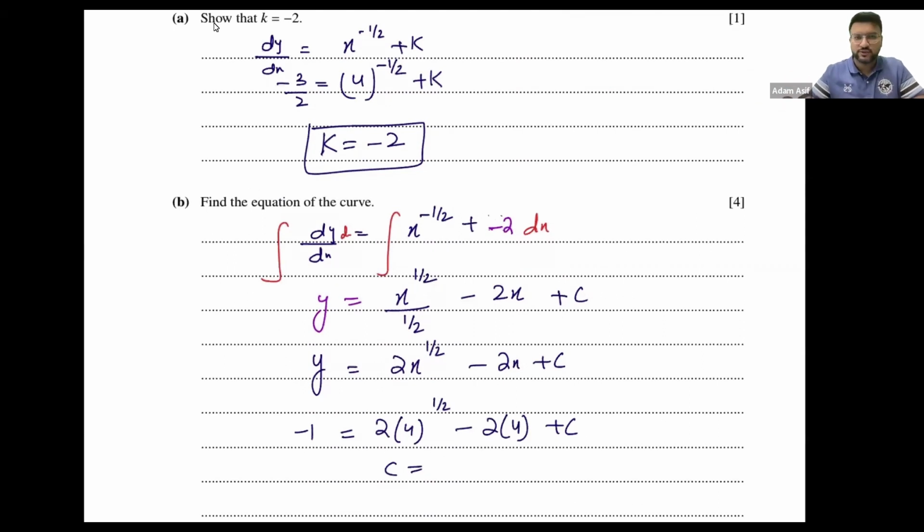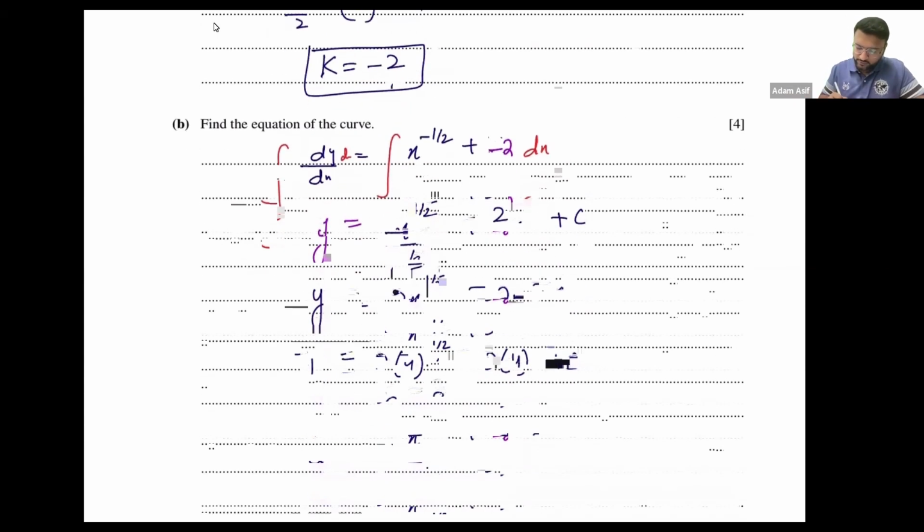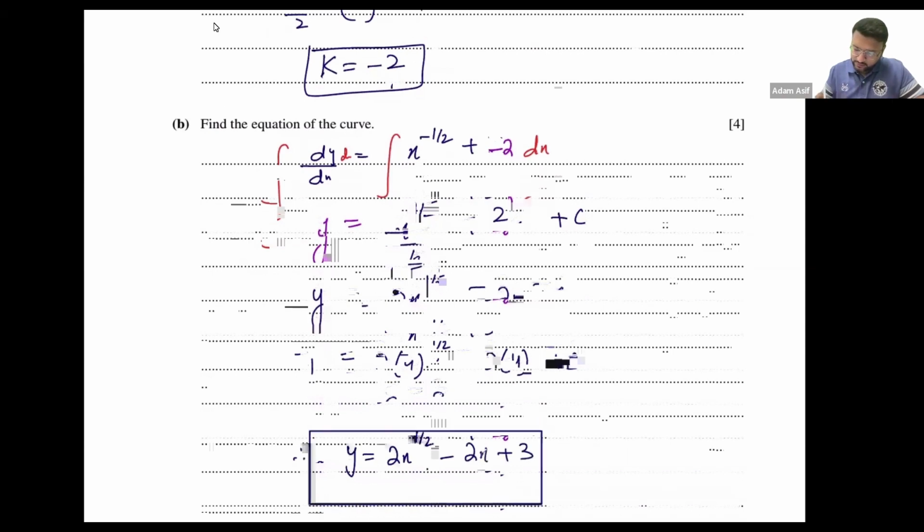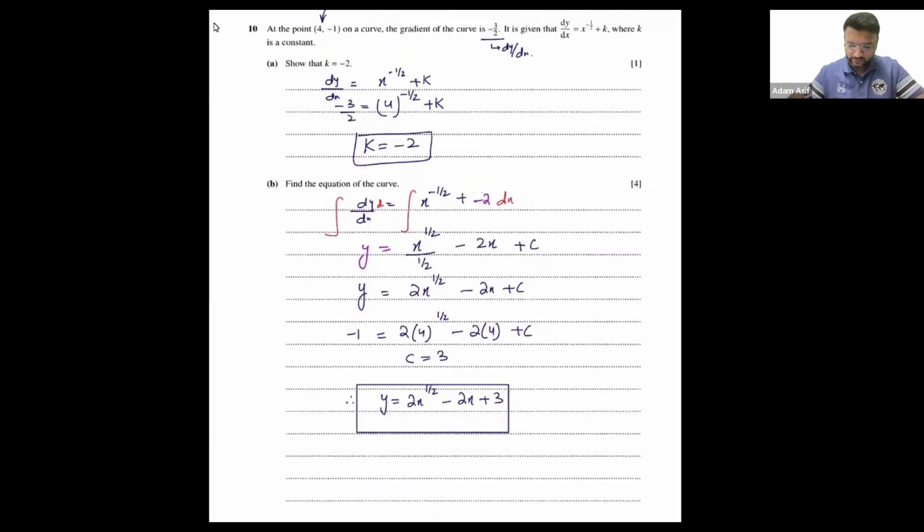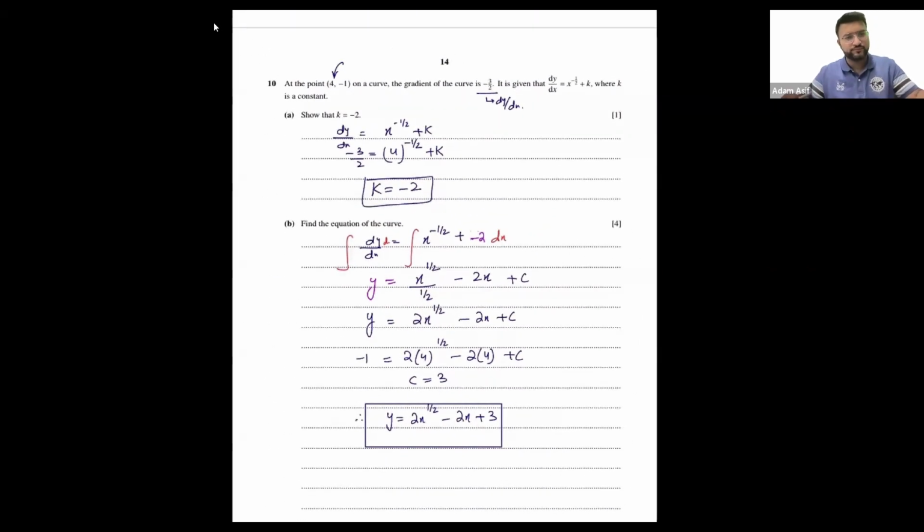c की वैल्यू कैलकुलेट करके मुझे दें क्या आ रही है, 3 आ रही है। Therefore, the equation of the curve would be y equals to 2x to the power of half minus 2x plus 3. सही है? That's the working of part A and part B.